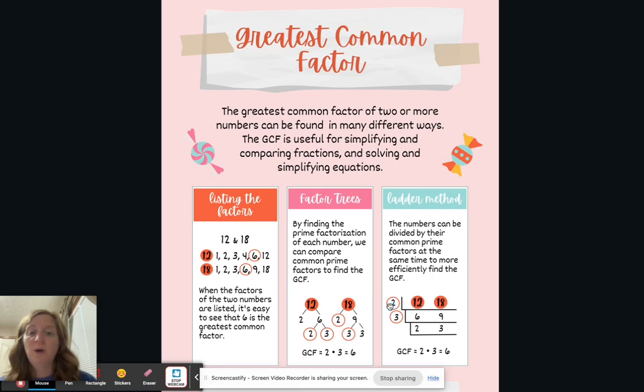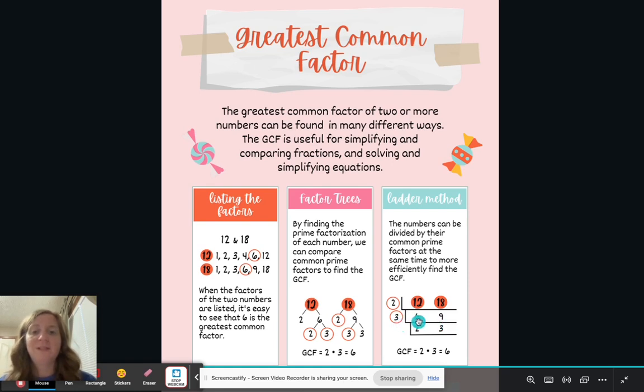So 2 goes into 12. 2 times 6 is 12, so I'm going to write the 6 here. 2 times 9 is 18, so I'm going to write the 9 here. We're down to the next stair, or the next part of the ladder: 6 and 9. Does anything go into both 6 and 9? Yes, 3. 3 goes into 6 two times, and 3 goes into 9 three times. Now we're at the bottom of the ladder, 2 and 3. What goes into both 2 and 3? Nothing besides 1. So that's it, and we have 2 times 3. This way kind of makes a lot of sense to me.